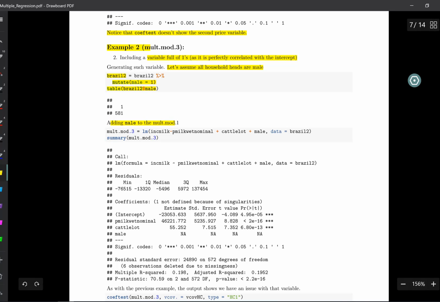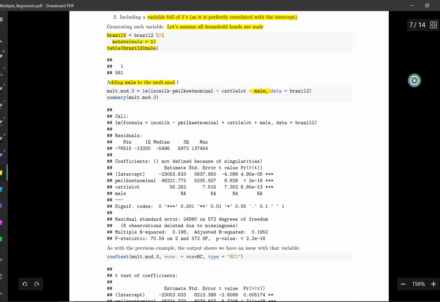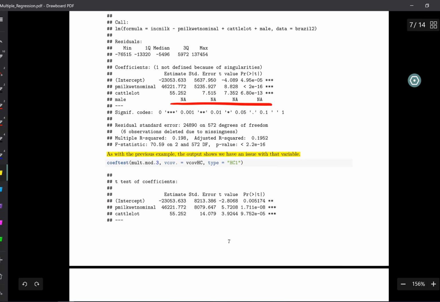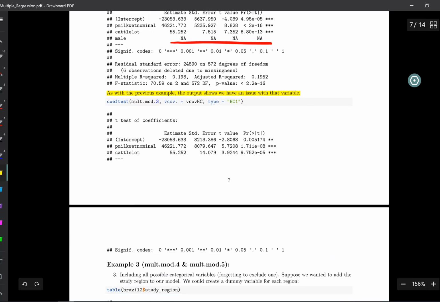And then I add male to model 1. So I'm no longer including the price in cents as in example 1. I remove that. I keep my initial model, and the only thing is I add male. By adding male, now you can see in the output that we have the same situation. Male is flagged and we don't get any output when we use summary. And if we use coeftest, we're not going to see male in the output either.